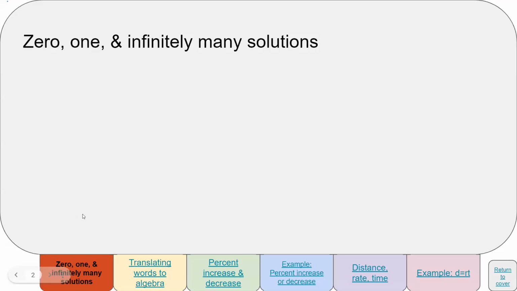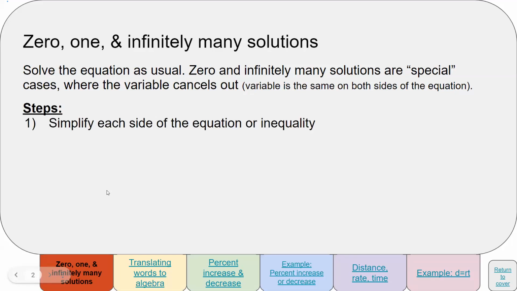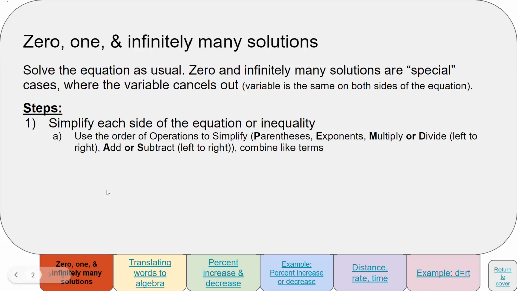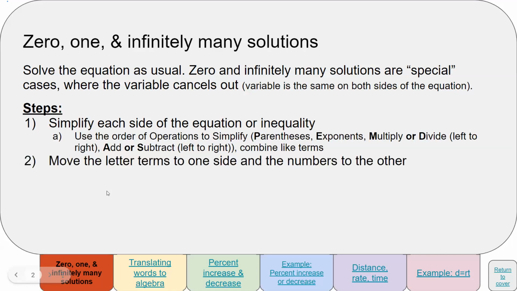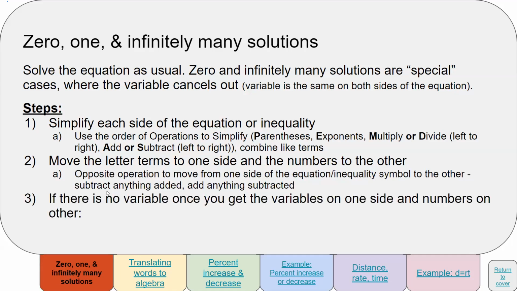So with 0, 1, and infinitely many solutions, basically you solve the equation as usual. 0 and infinitely many solutions are special cases where the variable cancels out. Basically, the variable's the same on both sides of the equation, and you have to know how to deal with that. So our steps are simplify each side of the equation or inequality, the same as we do with solving regular equations. Move the letters to the one side of the equation. And then when you have moved the letters to one side, the numbers to the other side, you find that you have no variable. Or you notice that both sides of the equation are exactly the same. That's another case that can happen.